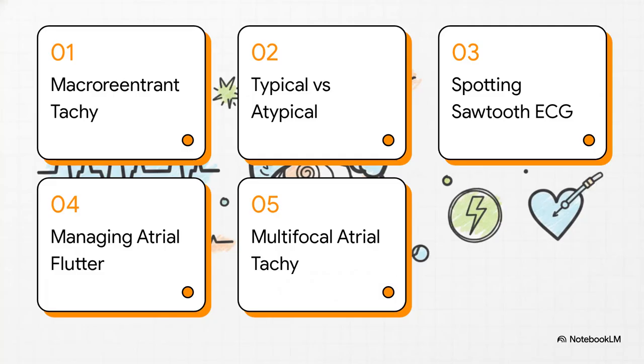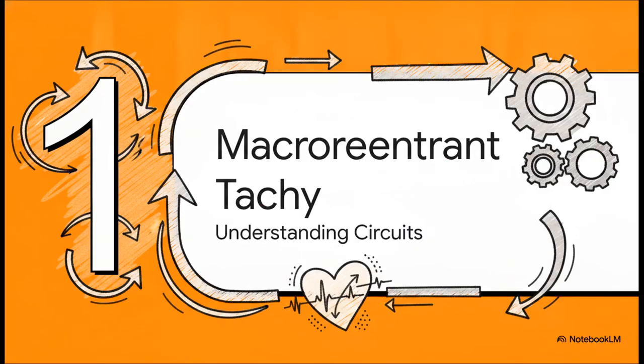Here is our roadmap for today. We'll start with understanding macroreentrant tachycardias, compare typical and atypical flutter, spot that classic sawtooth ECG, talk about managing atrial flutter, and finish up with multifocal atrial tachycardia. All right, Section 1, Understanding Macroreentrant Tachycardias.